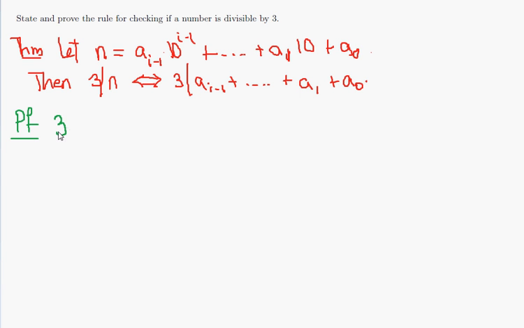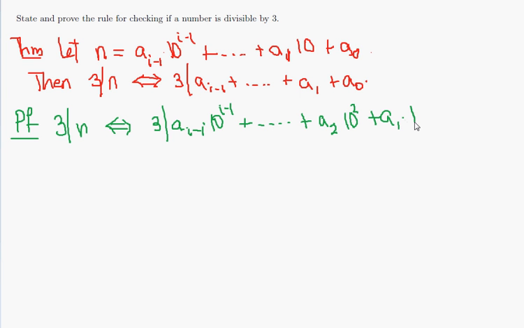So 3 divides n if and only if... well, n is equal to the thing on top, so let me just rewrite that. a sub i minus 1 times 10 to the i minus 1, going through, and now let me put the hundreds digit in, a sub 2 times 10 squared, plus a sub 1 times 10 plus a sub 0.